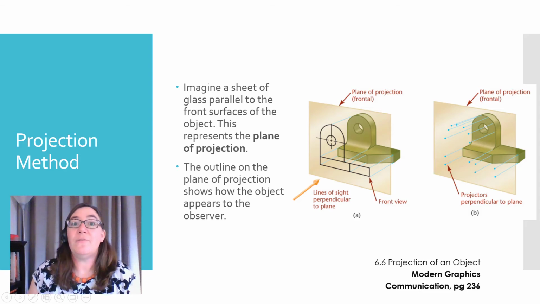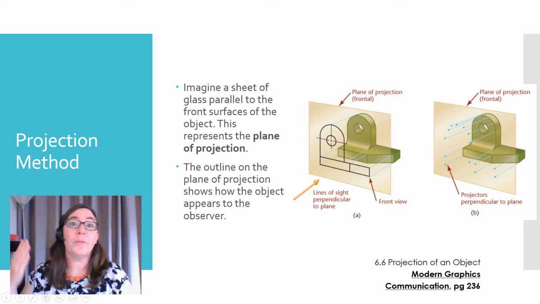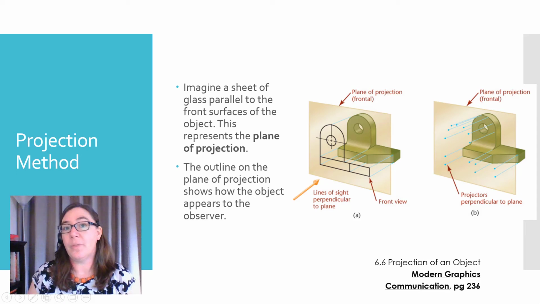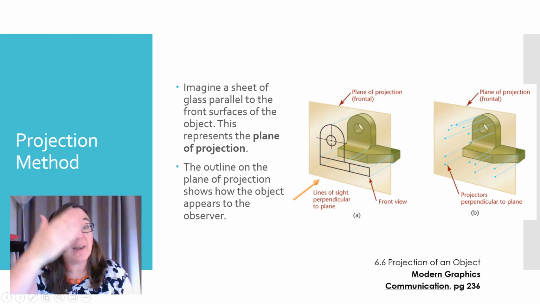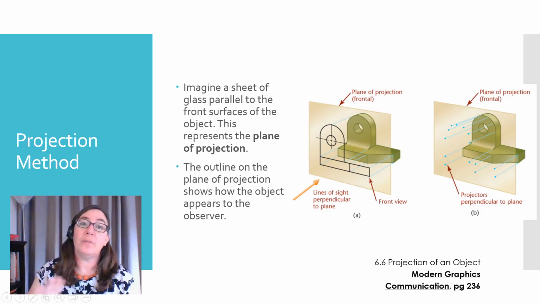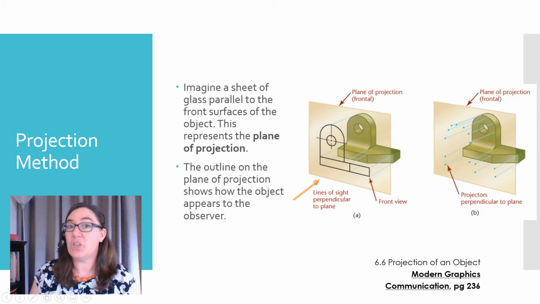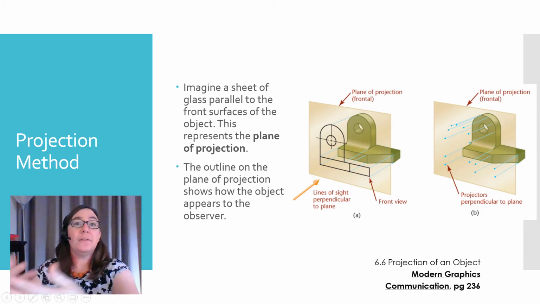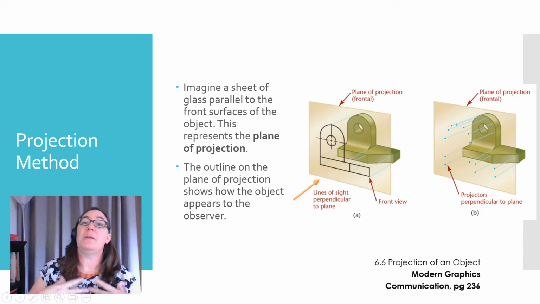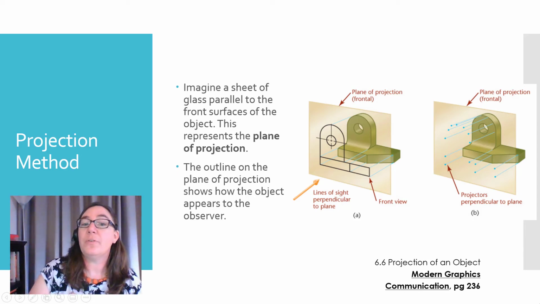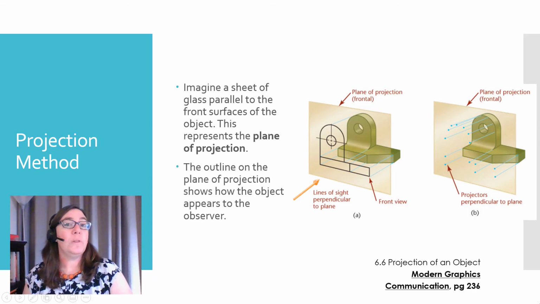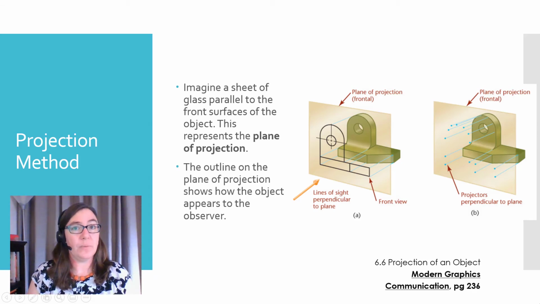The best way to envision these orthographic views for the multi-view drawings is called the projection method. And here's how it goes. First, imagine a sheet of glass. It's parallel to the front surface of your object, whatever object it is. All right, this is the plane of projection. And so each point on that object is going to be projected, all right, out to the sheet of glass, and then we draw an outline, all right, and that will show how the object appears to the viewer.